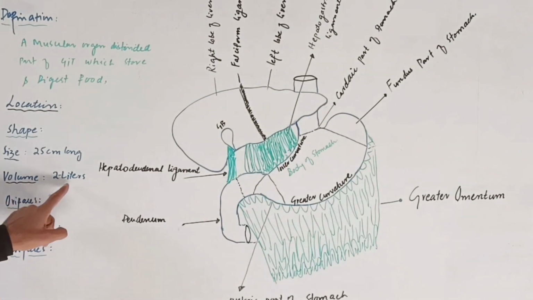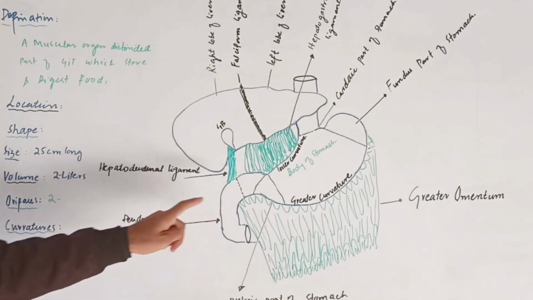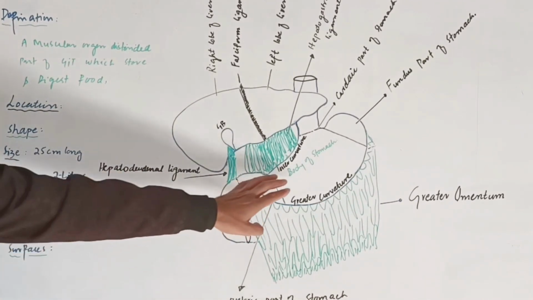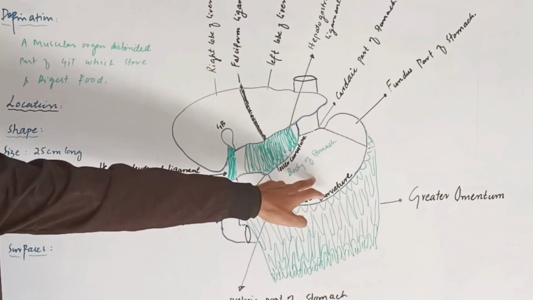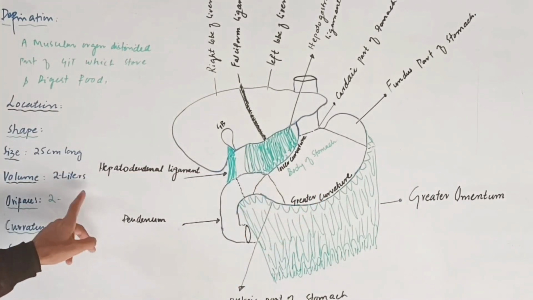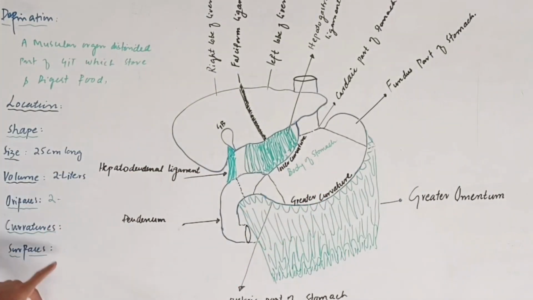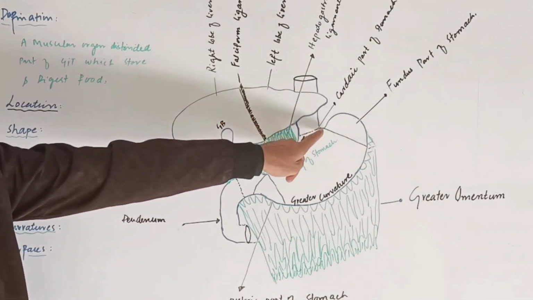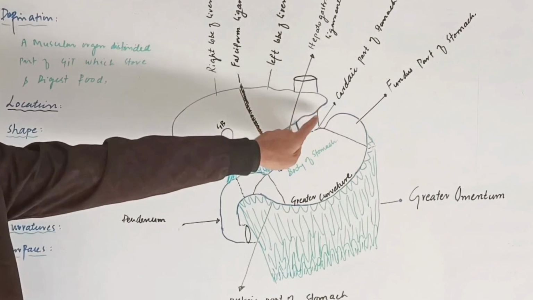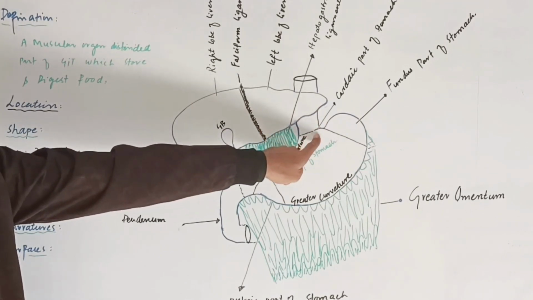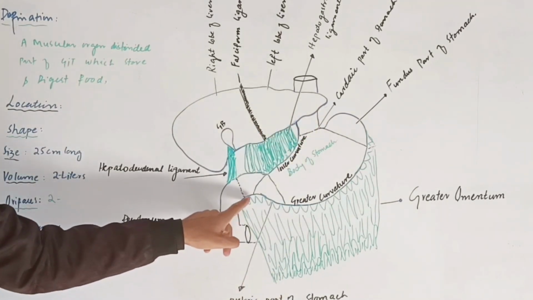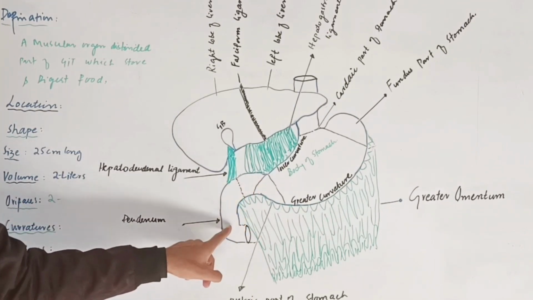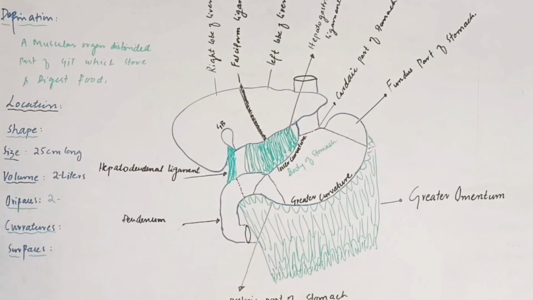Now the volume of the adult stomach is normally about 2 liter, but the stomach is muscular, so it can be extended and the volume can be increased. Now the orifices, there are two orifices. One is the cardiac orifice, in which the esophagus opens into the stomach. The other is the pyloric orifice, in which the pylorus of the stomach opens into the duodenum. So there are two orifices.